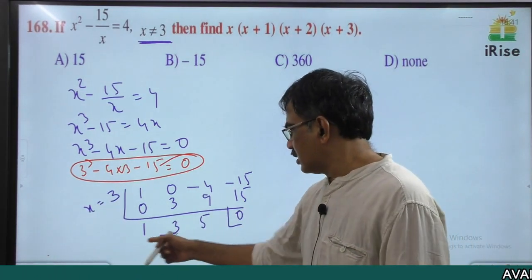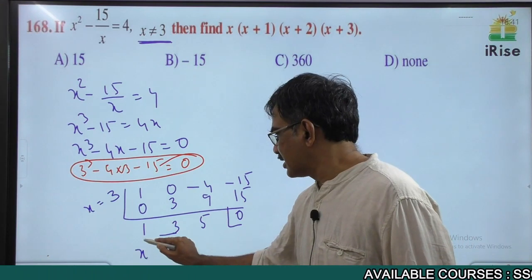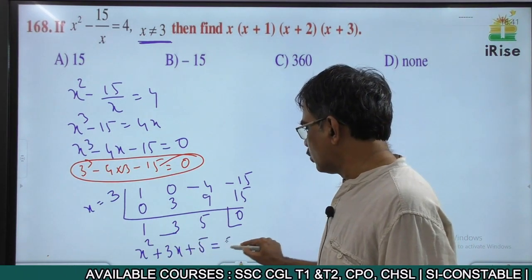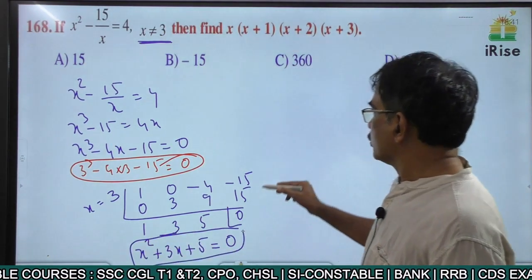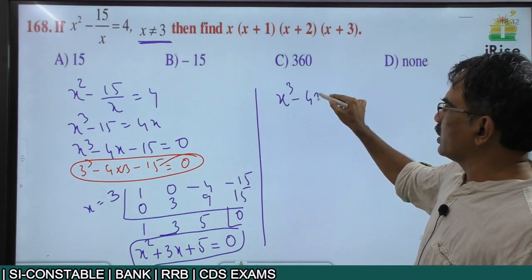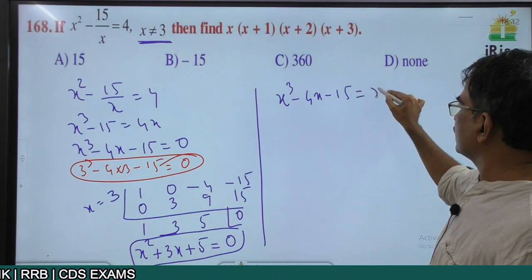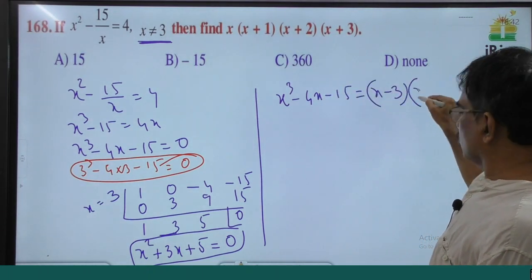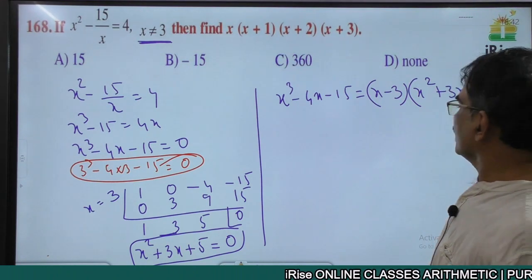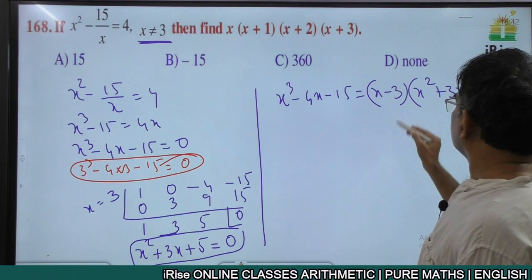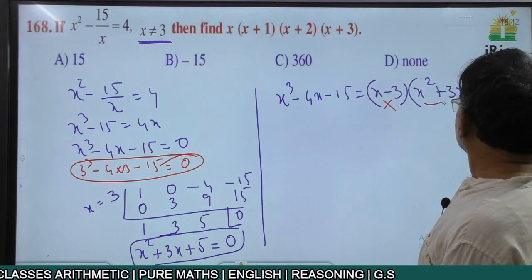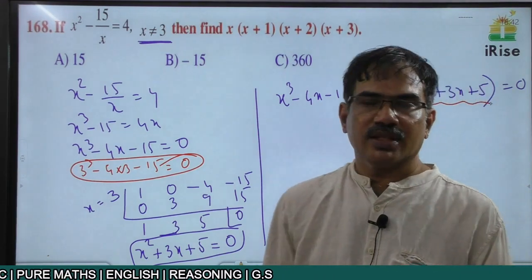What is the other factor? The other factor is x square plus 3x plus 5. So therefore, the expression x cube minus 4x minus 15 can be written as x minus 3 into x square plus 3x plus 5, which is equal to 0. This factor x minus 3 is not 0, so therefore the other factor must be equal to 0.